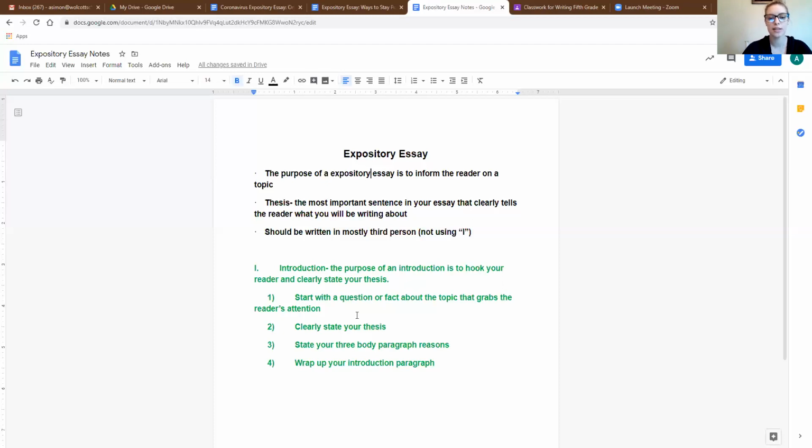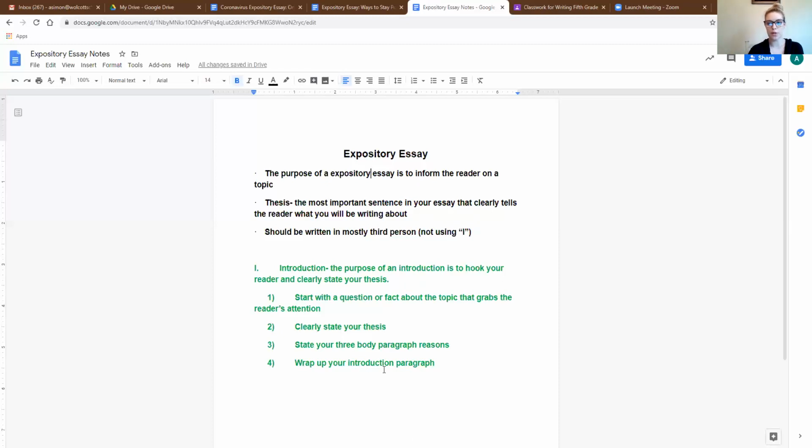Okay, then you're going to clearly state your thesis. A lot of you yesterday, I commented on your thesis, said it's a great thesis, or I gave you some feedback on what you needed to change. So after you hook your reader, you're going to clearly state your thesis. Again, it's going to tell the reader clearly what you're writing about, okay? And then you're going to state your three body paragraph reasons that you came up with in that organizer in a well-written sentence. And finally, you're just going to wrap up your introduction, okay?